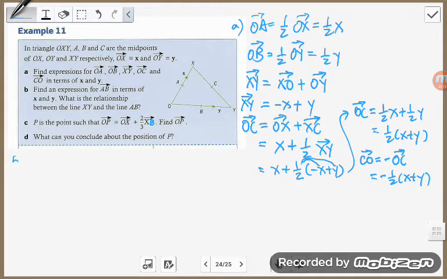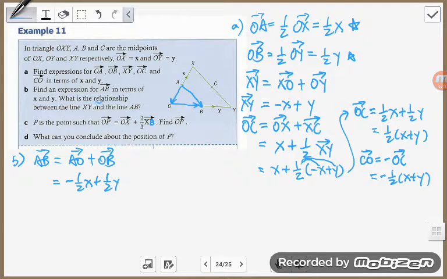Now for part B, they want us to express the vector AB in terms of X and Y. To get from point A to point B, I can go from A to O and then from O to B. So vector AB is equal to A to O plus O to B. And my A to O is just the negative of my O to A, correct? So this is equal to negative half X plus, what's my OB? OB is right there. So this is plus half Y. Cool, so that's my vector AB.